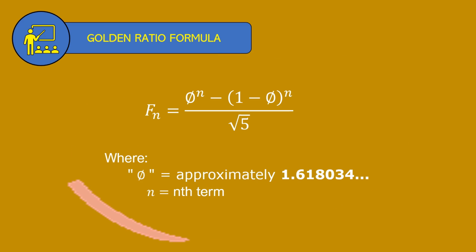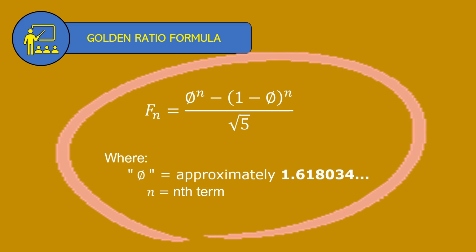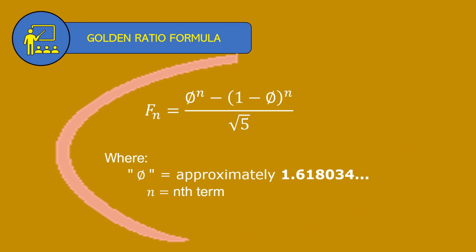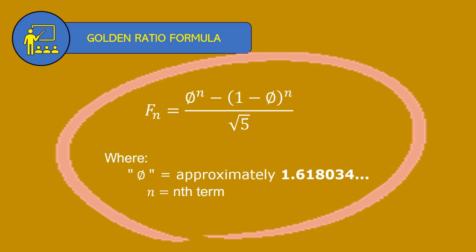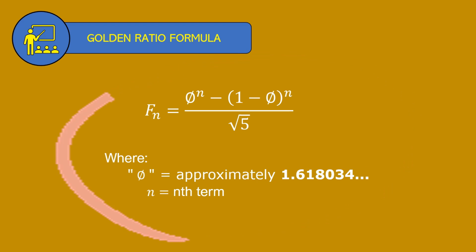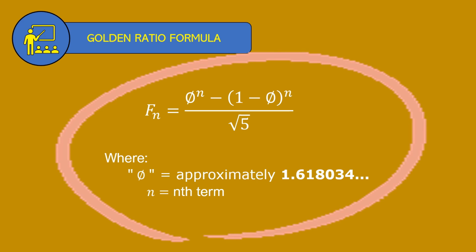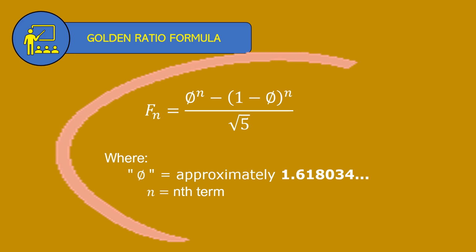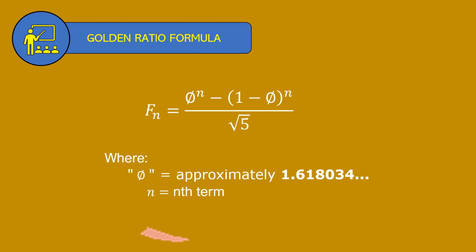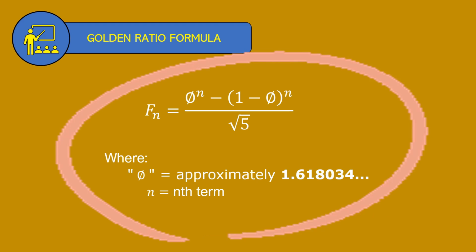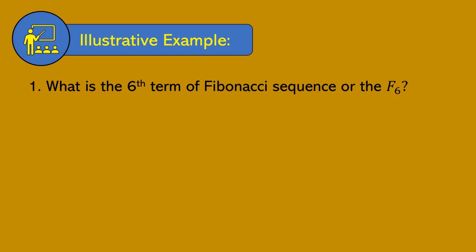1.618034, and your n is your nth term. In solving the golden ratio, you need to have a calculator, so it's easy for you to find the Fibonacci sequence. Now, what is this golden ratio formula? This golden ratio formula will help you find the nth term of the Fibonacci sequence. Let's try this example. What is the 6th term of the Fibonacci sequence, or the f of 6? So let's have the solution. Let's use the golden ratio formula.